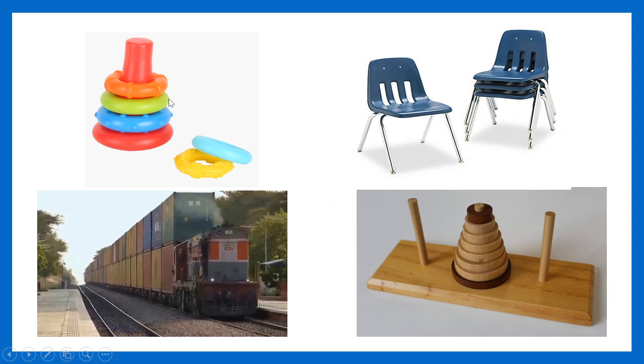Like, this is a toy of a child. The child cannot access the green ring until he takes out the orange one. Similarly, this example is the Tower of Hanoi. I will be discussing it shortly. And in this train picture, you cannot access the red colored container until you take out the green colored container.